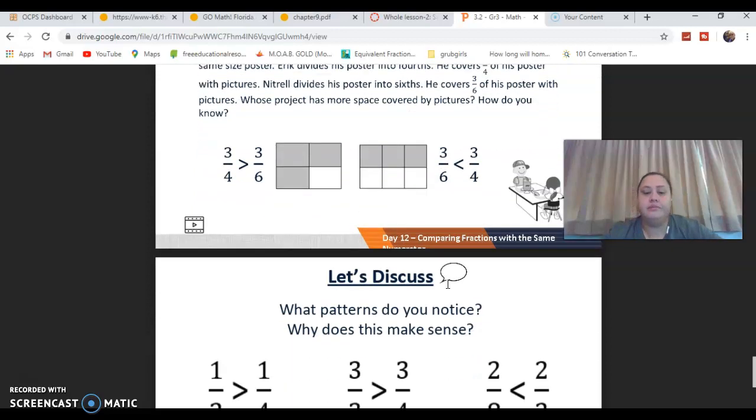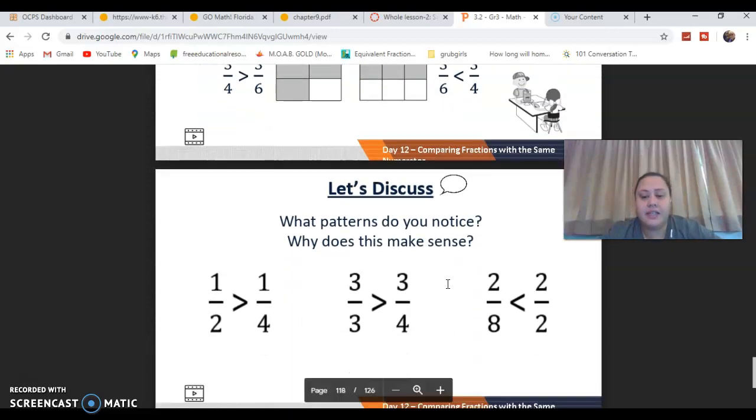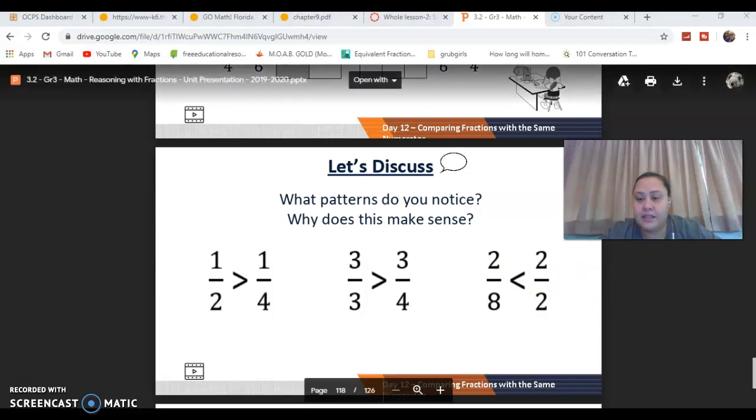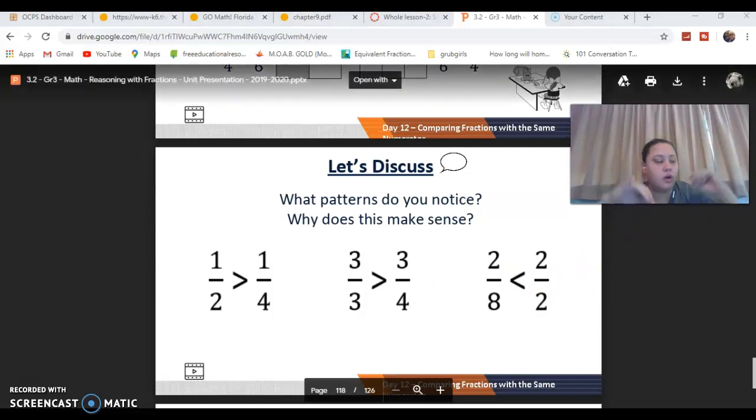Let's keep going. And here are examples without visuals. So when we practice this today during independent practice, you want to draw them out. And I went ahead and did that here for you. So that first one says 1/2 is greater than 1/4. Well, let's check our answers.